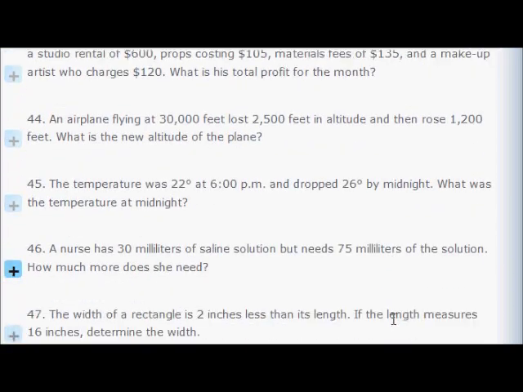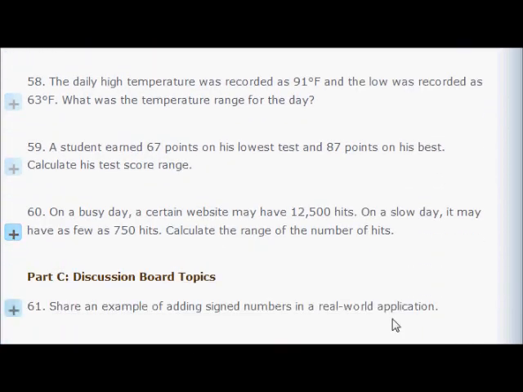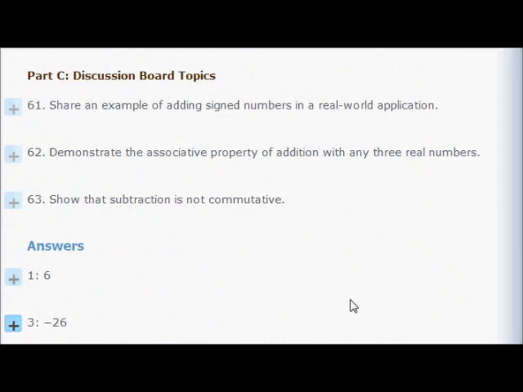Here you've got your exercises. The answers to the odd number exercises will be listed at the end. The answers to the even number exercises won't. And there are a couple of discussion questions for which you won't have answers at all. Those are these three questions here.